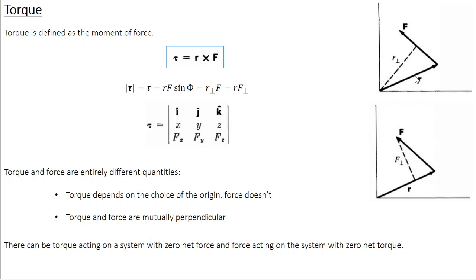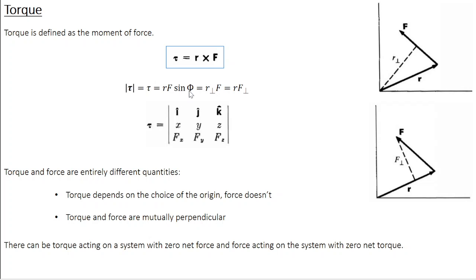So if you take the rotation happening in the XY plane, then the torque is going to be in the perpendicular direction, in the Z direction. If you look at the magnitude of torque, then if phi is the angle between r and F, this is going to be rF sine phi.